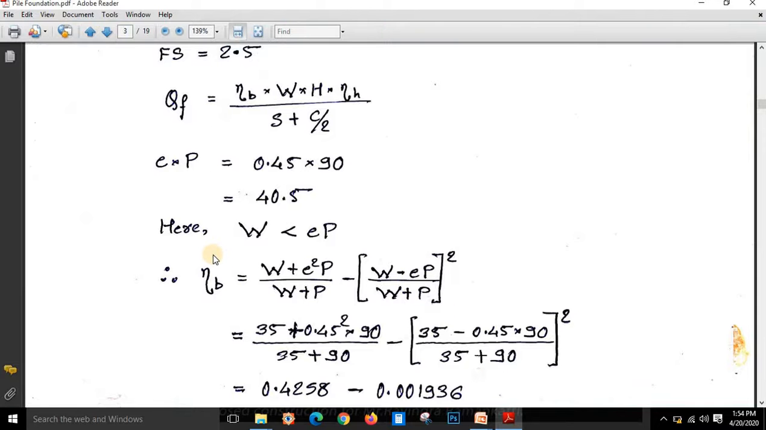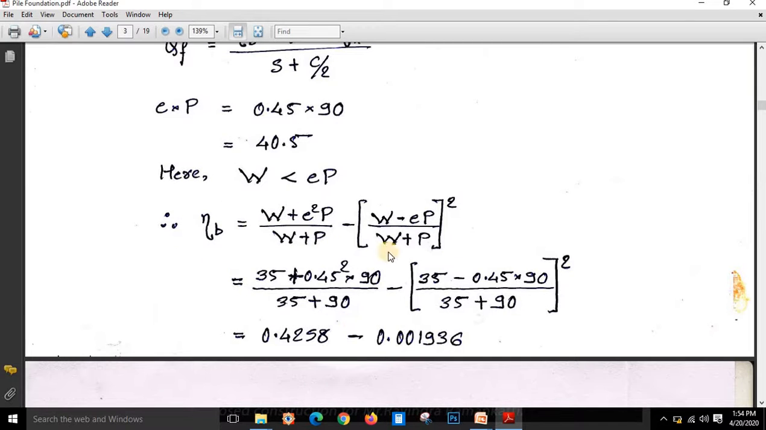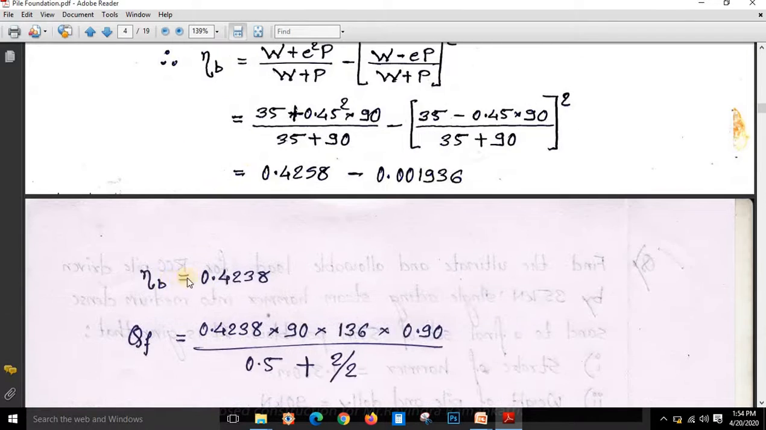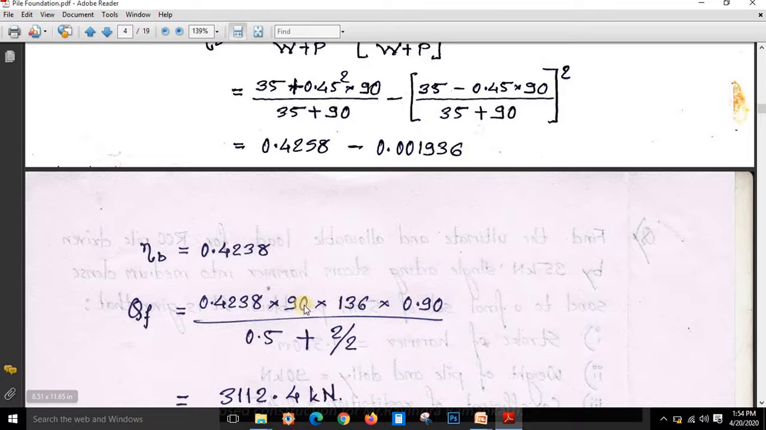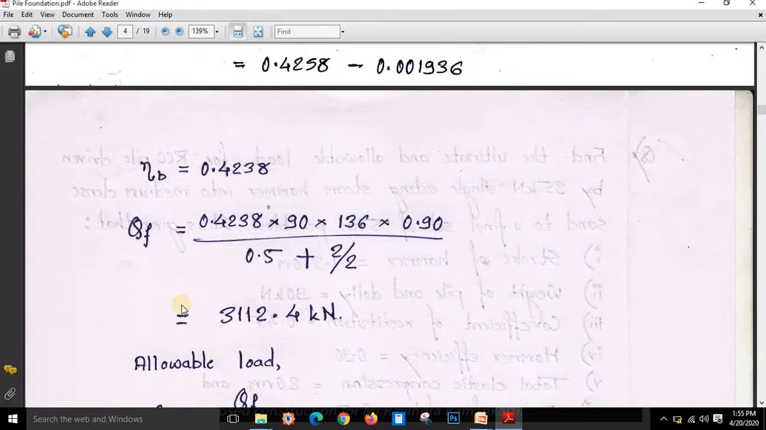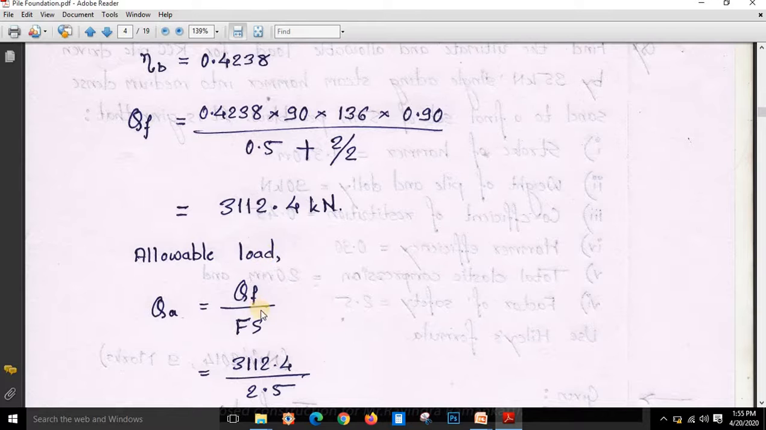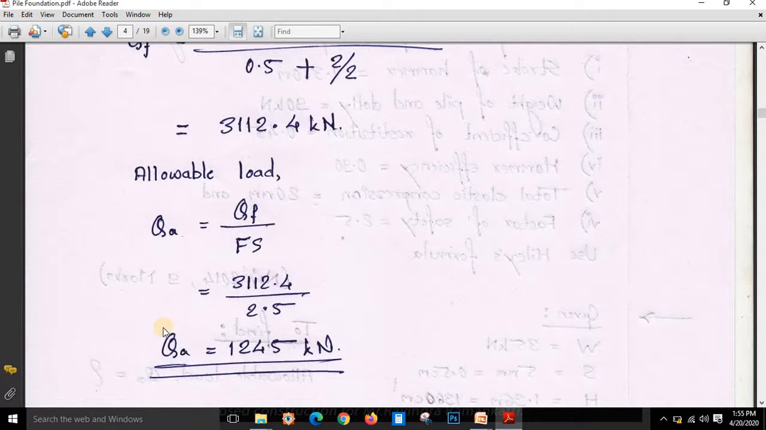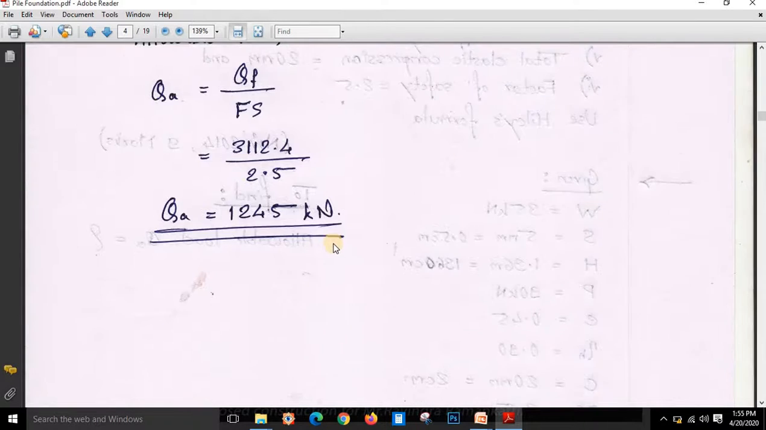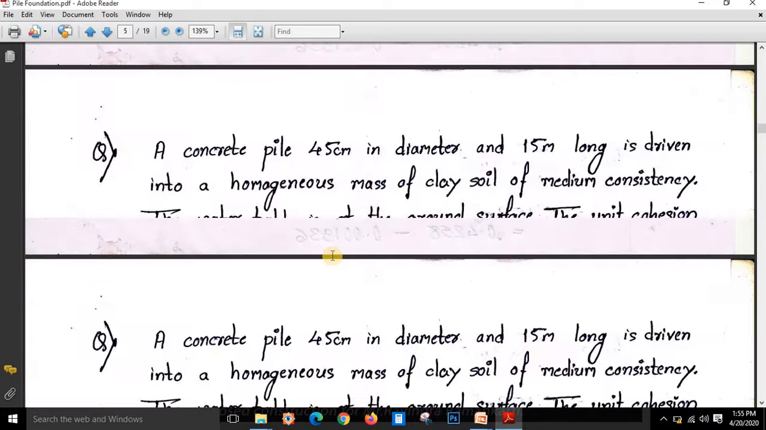Okay. Now after substituting all the data in this formula, we are going to get NB is equal to 0.4238. So after substituting these values in the formula, I am going to get ultimate load carrying capacity as 3112.4 kilonewton. Allowable load is calculated by dividing this ultimate load by the safety factor. So after doing it, I have got allowable load as 1245 kilonewton. So these are the problems on ALS formula. We will move further.